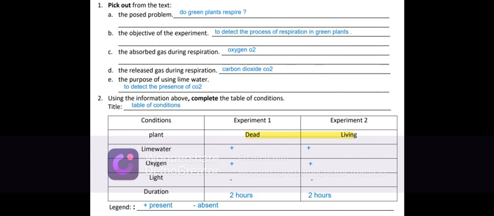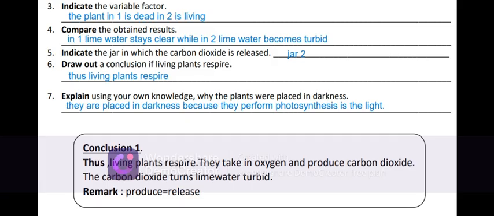So if I look at the table of conditions, what's different between 1 and 2? I notice that the difference is the plant. One is dead, the other one is living. Everything else is identical. Both of them have lime water and oxygen, both of them I waited 2 hours, and both of them do not have light. So the variable factor here, yani what is changing, is the plant. So here we have number 3, indicate the variable factor. The variable factor is the plant, 1 is dead and 2 is living.